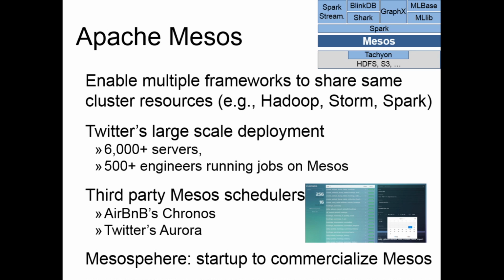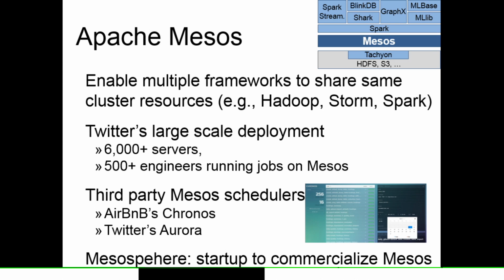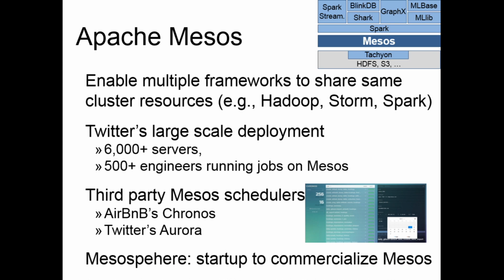Mesos is an Apache project, and it enables multiple cluster computing frameworks to share the same cluster. So you can have multiple instances of Hadoop, Storm, and Spark sharing the same cluster. It's pretty mature software right now. Twitter is the largest user of Mesos. It runs it on over 6,000 servers in two data centers, with over 3,000 servers in each. There are more than 500 engineers running jobs on Mesos today.